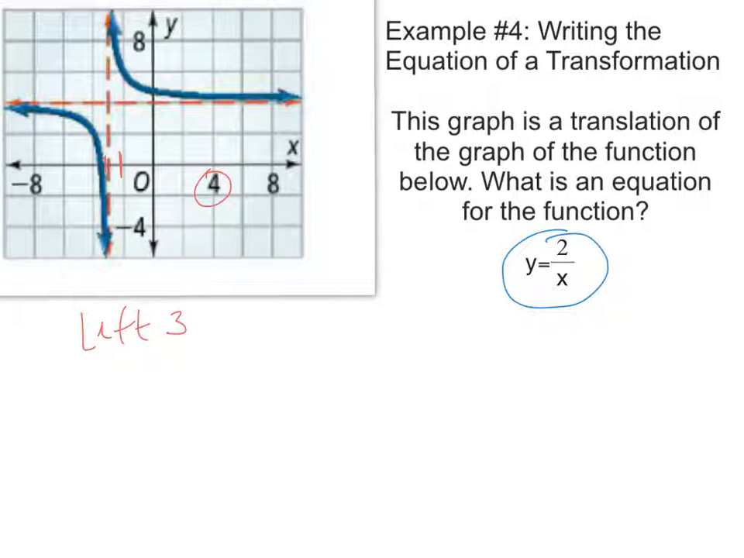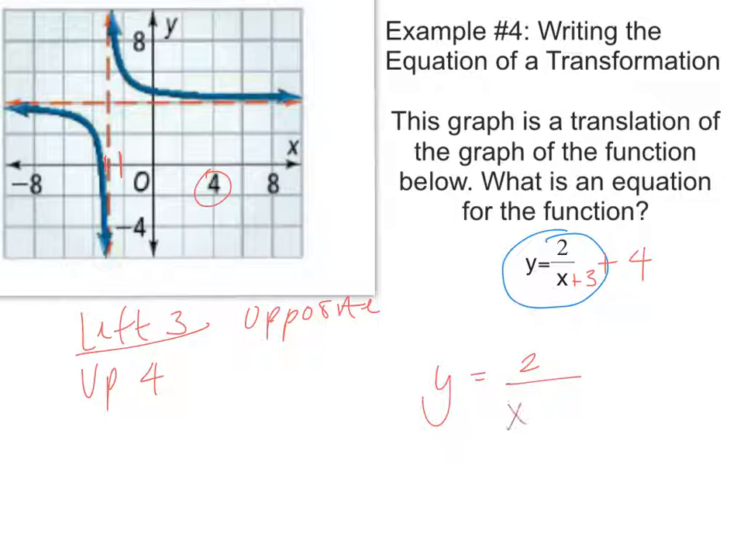So I'm just going to write what happened. And then it moved up 4. Now the up 4 is pretty easy, right? The up 4 would just be plus 4 at the end. All right, but left 3, remember, is opposite. So normally when we think left, we think negative, but in this case, it's going to be plus. So it's going to be plus 3. So our equation is y equals 2 over x plus 3 and then plus 4. And that's our final answer.